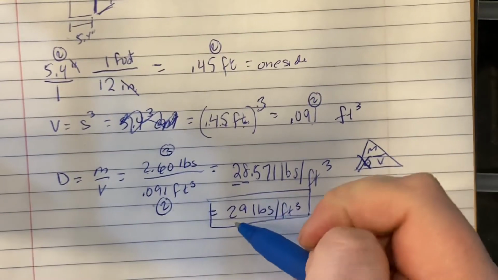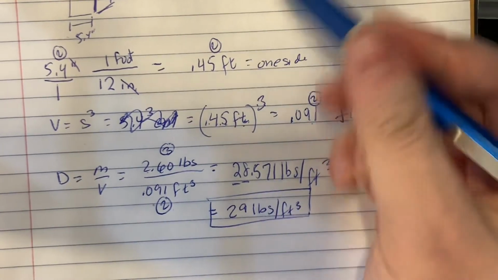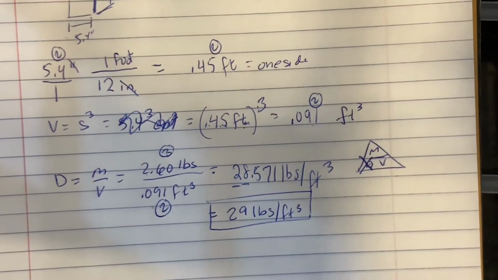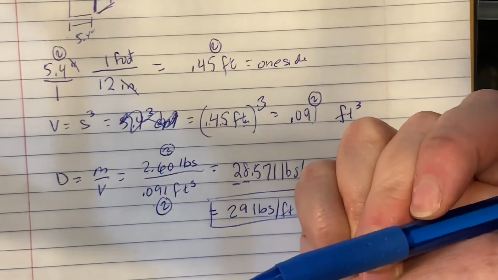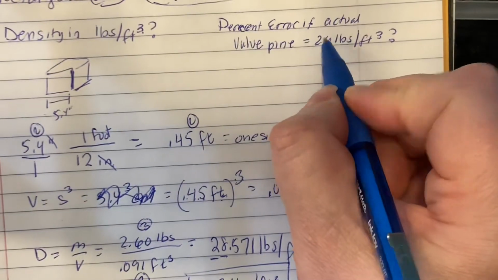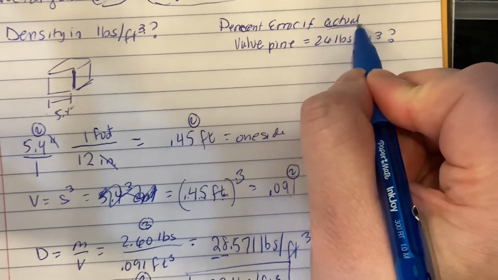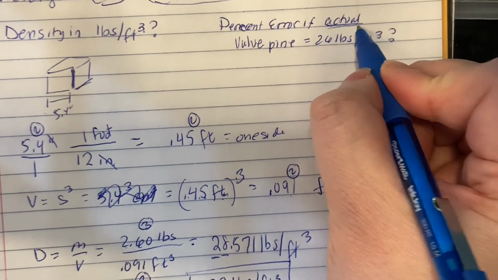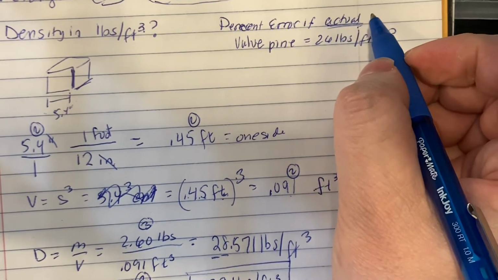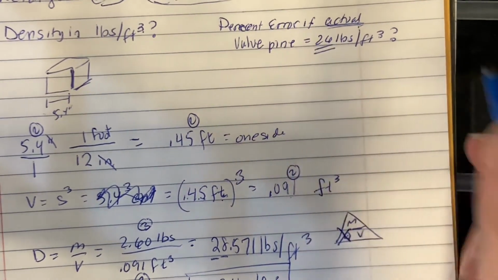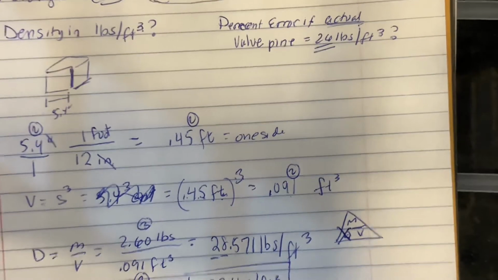That is what I calculated from the lab with 2.6 pounds and 5.4 inches when I measured the side of the cube. But when the official people did it, they got their actual value, or the book value, or the accepted value, or the official value. You could use any of those terms. The value is 26. So percent error is going to give me a different equation.